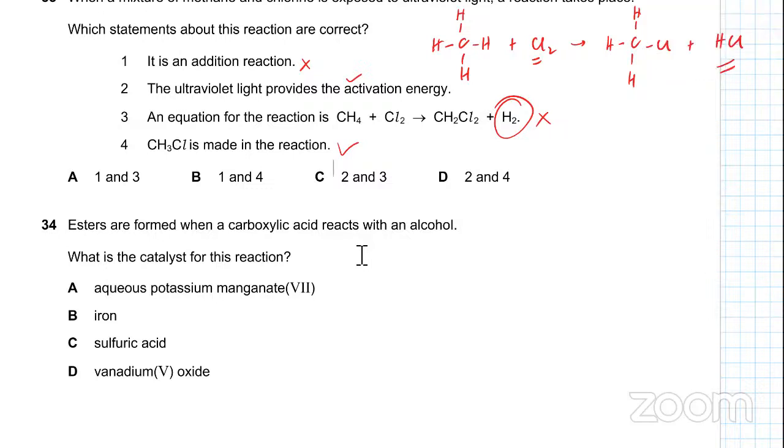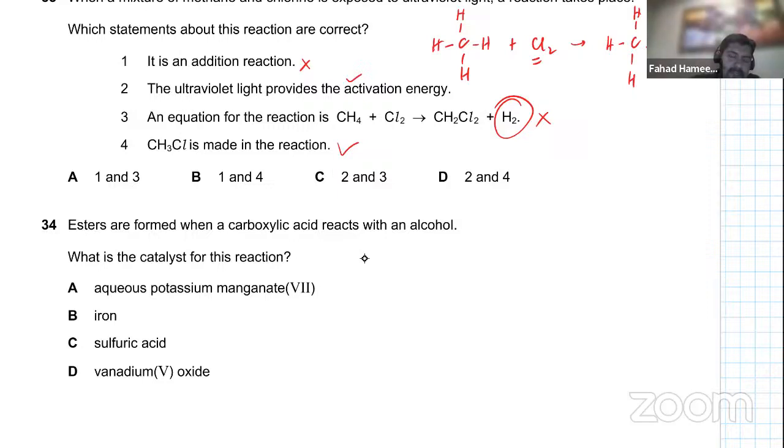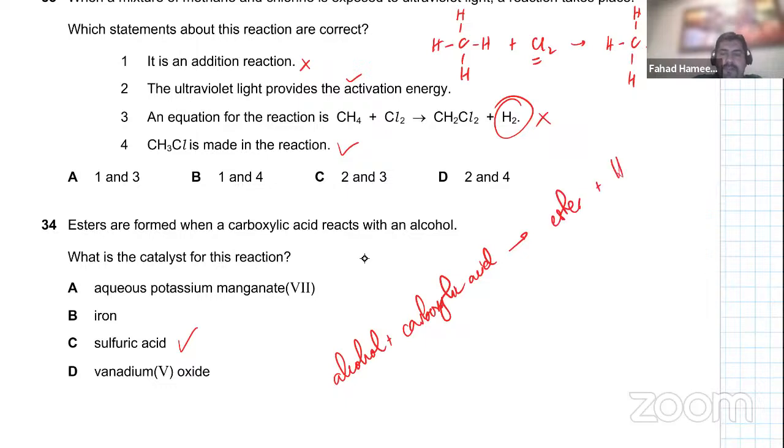Was it D? No, for making an ester, remember sulfuric acid. When you have an alcohol reacting with a carboxylic acid, it gives an ester plus H2O. The condition is concentrated H2SO4 plus reflux, okay?